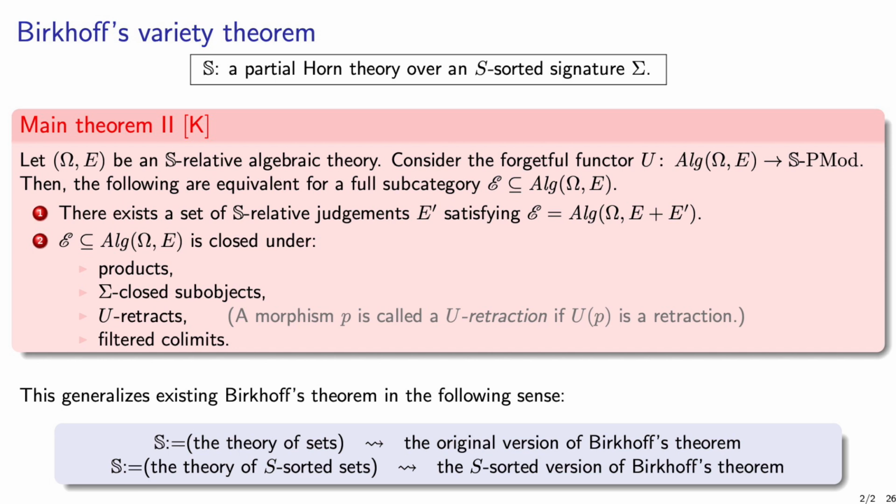Let omega E be a relative algebraic theory, and let E be a full subcategory of the category of its algebras. Then the full subcategory E is definable by adding relative judgments if and only if it is closed under products, sigma-closed sub-objects, U-attractions, and filtered colimits. This is the second main theorem in today's talk.